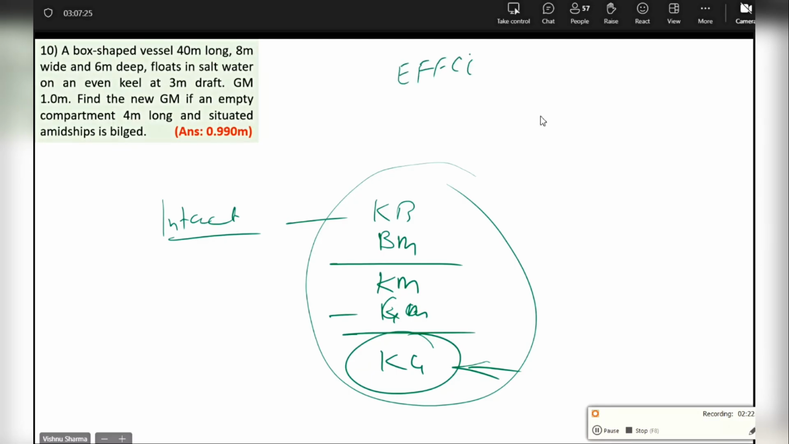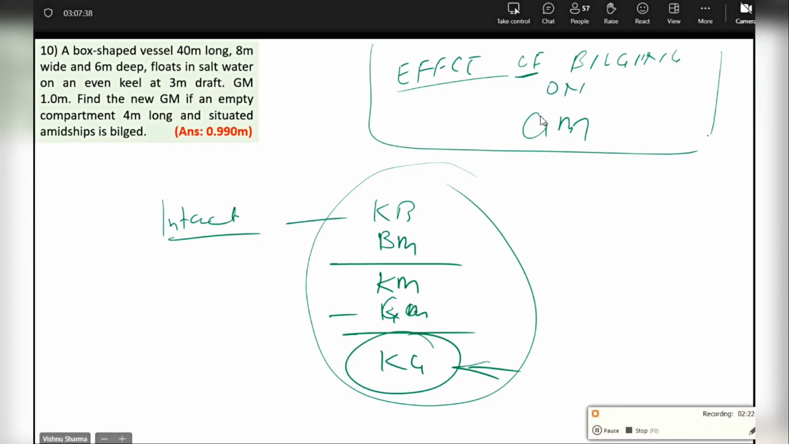I don't like to call it the midship compartment. I would call it the effect of bilging on the GM of the vessel. That means calculating the GM of the ship after bilging, wherever the compartment may be. So this topic is complete end to end. If you got the things right yesterday, then I don't think today should be too difficult. It's only adding a few specific instances and cases.